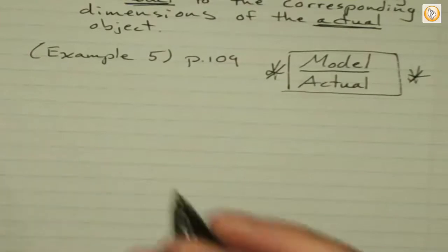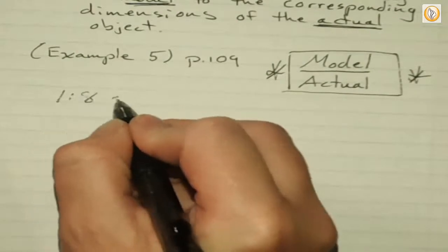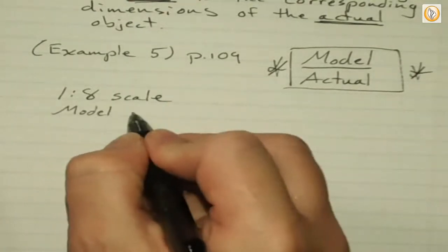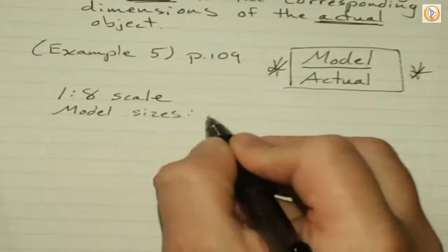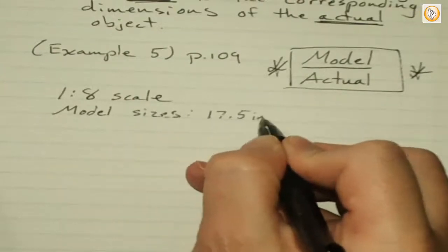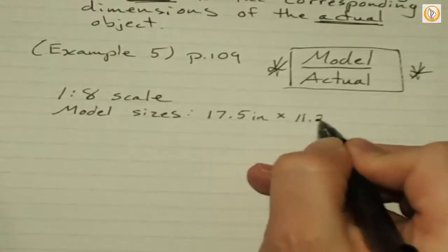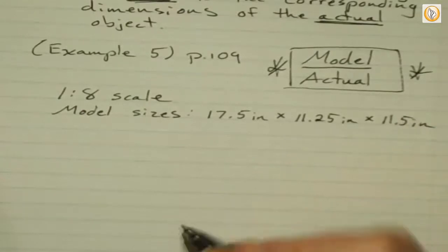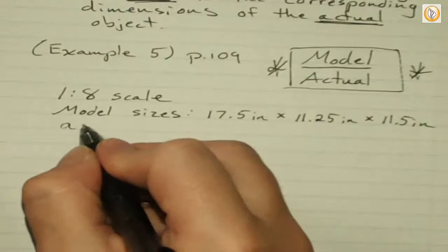That's right. And Michaela, what was the scale that they gave us? 1 to 8. Okay. So that's what's important. They gave us a 1 to 8 scale. The model sizes are 17.5 inches by 11.25 inches by 11.5 inches. And the question is, what is the actual?